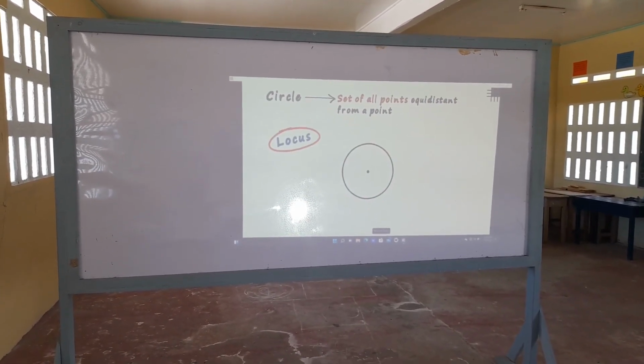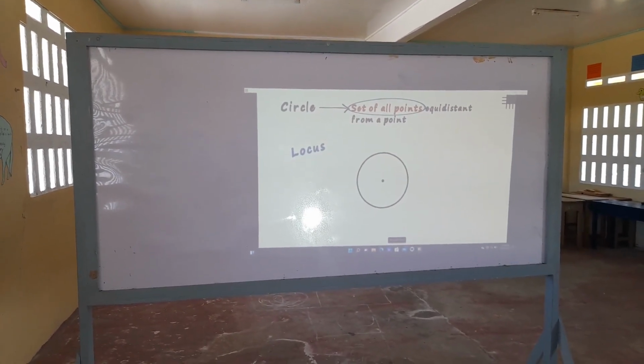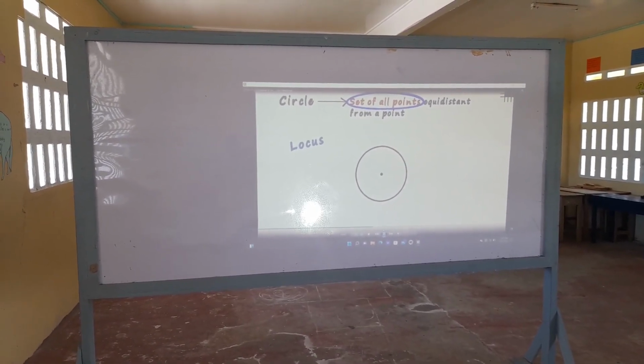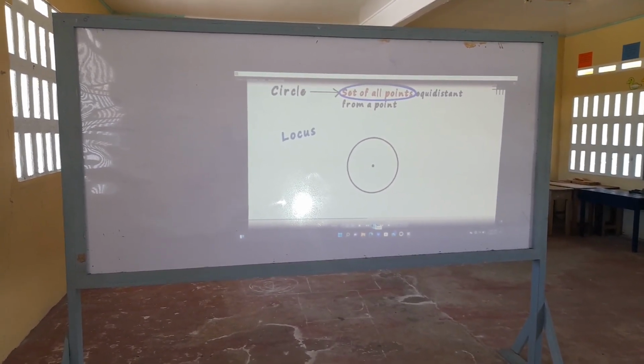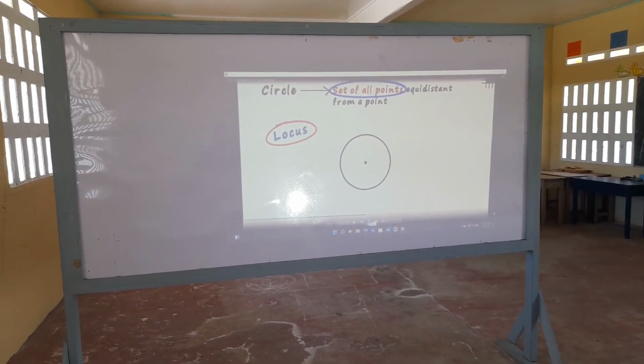A locus is a word used to represent a set of all points. That's it. We use the phrase set of all points many times in mathematics, and to avoid using this long phrase again and again, a single word, locus, is used.